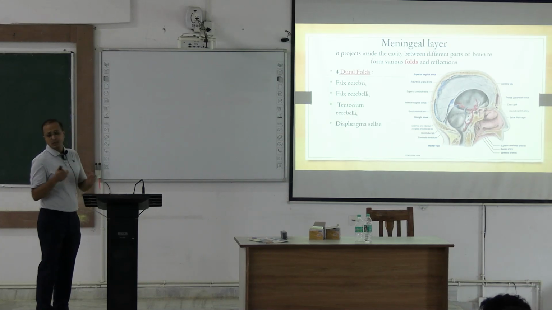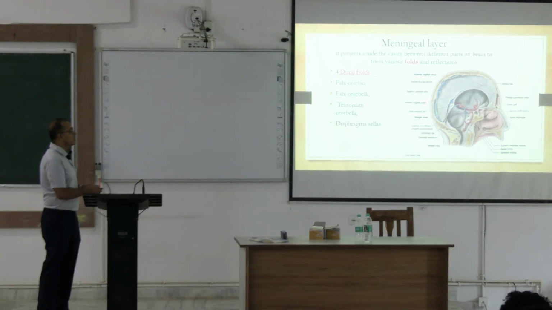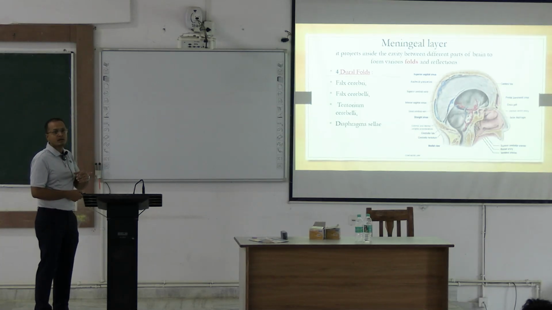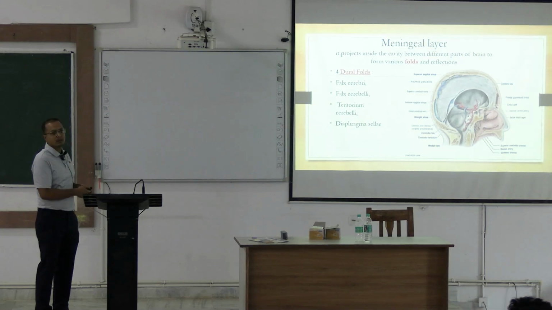Then we have a transverse running meningeal fold. We call it the Tentorium cerebelli. The Falx runs sagittally, while the Tentorium runs horizontally from right to left like this. It looks like a tent, like a camping tent. So we call it the Tentorium cerebelli, running between the Falx cerebelli and the Falx cerebri.